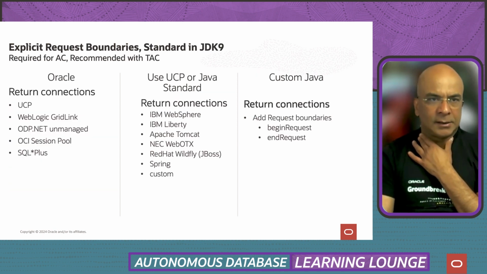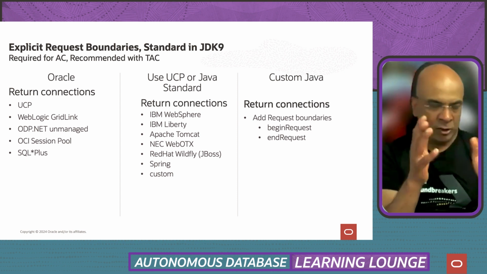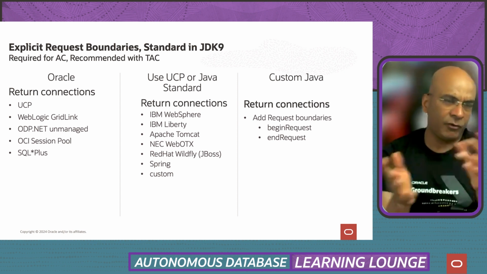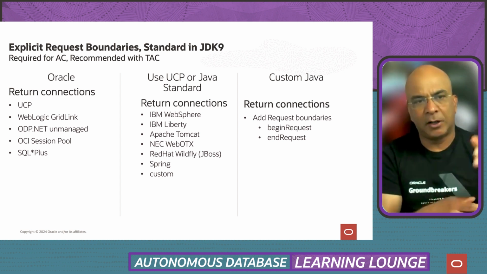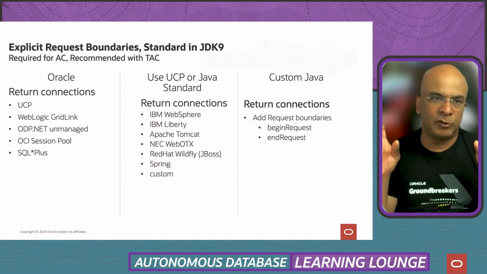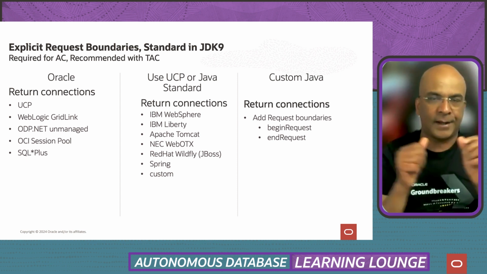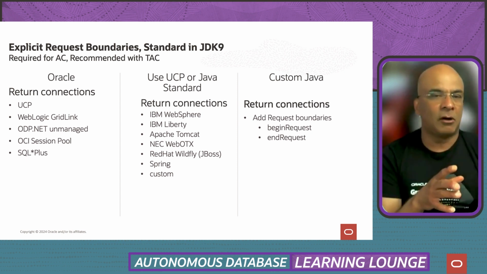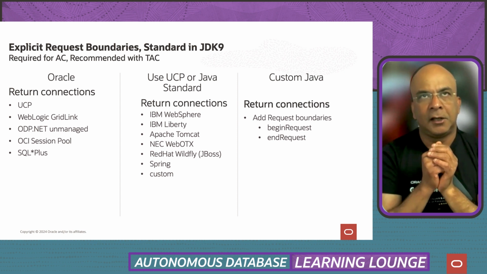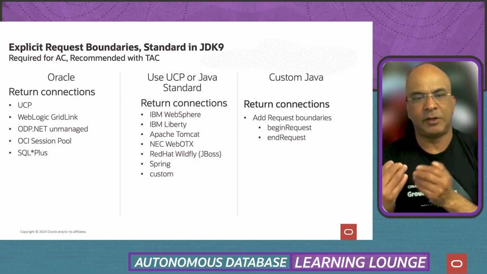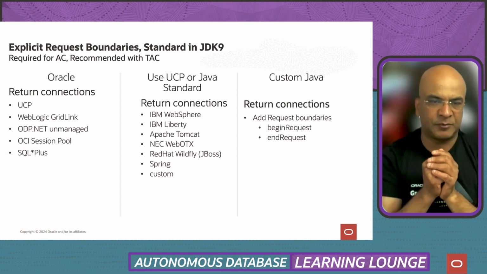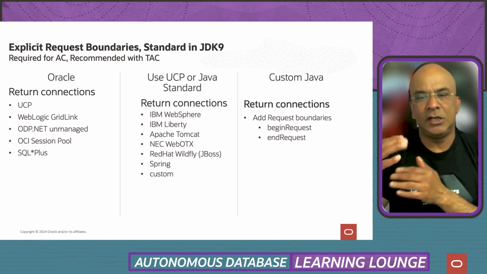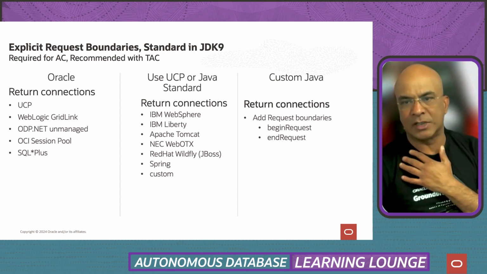The other part is that explicit request boundaries are required for AC and recommended for TAC. For Oracle, what that means is that typical Oracle UCP users, Oracle-aware app servers or drivers do this all automatically. For the app servers that work very well with us but are not Oracle-owned, like IBM WebSphere and JBoss, they use UCP and Java standard. If they're using custom code, then we need to make sure that we add those request boundaries.